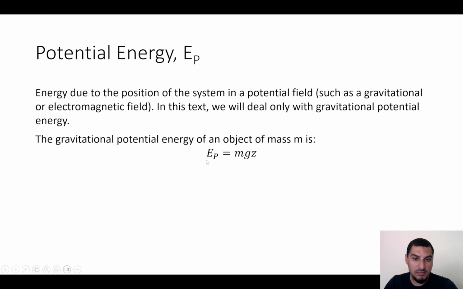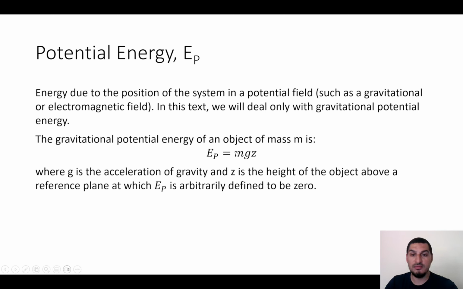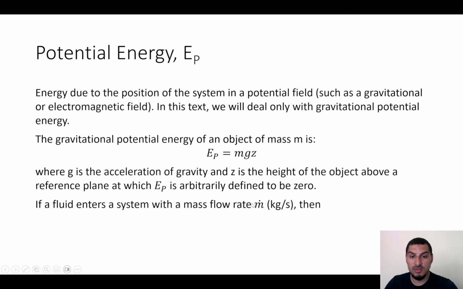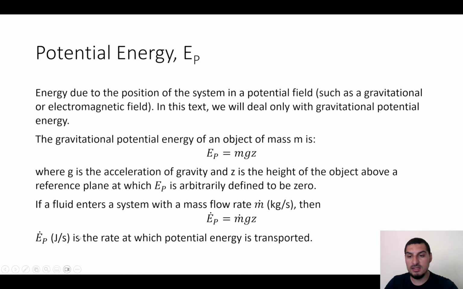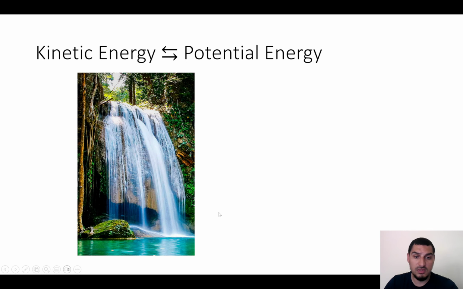Again, E sub p is the potential energy. If we have flowing material, then we'll have m dot instead of m, and in this case it is m dot gz, and again it will be in the units of joules per second or watt. Of course, g is the acceleration due to gravity, z is the height, m is the mass. Again, the units of this would be in joules. This one will have the units of joule per second, which is watt.